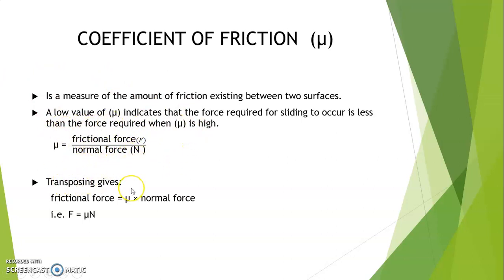So it is simply a measure of the amount of friction that exists between two surfaces. When the value is high, then it indicates a high value for the friction force, and when it is low, then it is simply the opposite. The force of friction will be less.